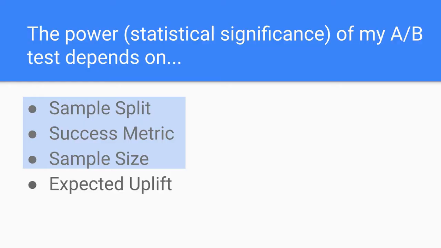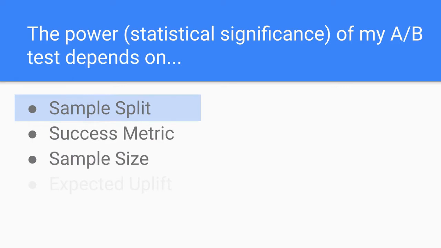So keep on watching. In this video, we're going to be discussing the first 3 factors, and we'll talk about expected uplift in a different video. First, let's look at how you should be splitting your sample. Rule number 1, split your tests on control groups 50-50.